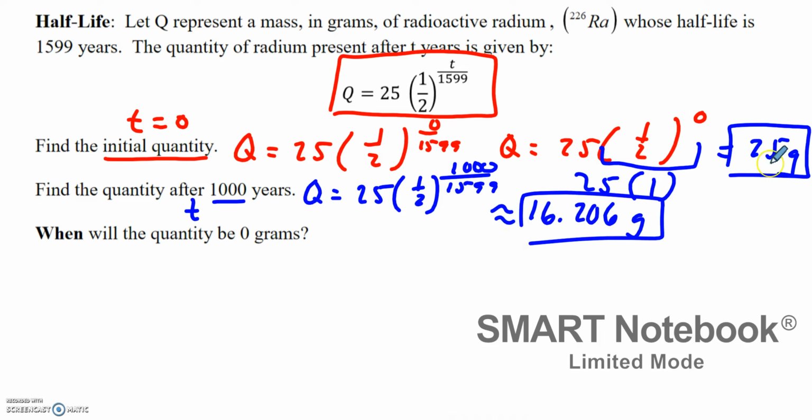So it seems initially we had 25 grams, and over 1,000 years, that's how slowly the half-life moves. We have 16.206 grams left. Not bad. The last question here is, when, so we're looking for time, will the quantity be 0 grams? So this time, let's plug in 0 for the quantity. And we're trying to solve for t.